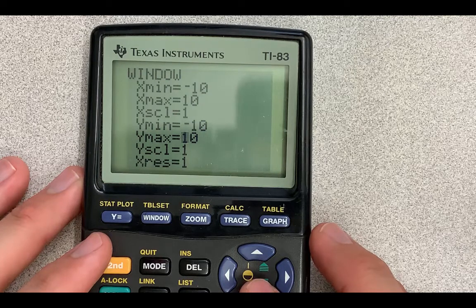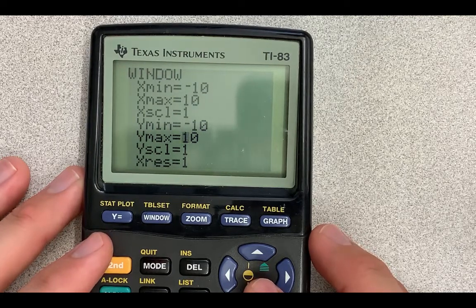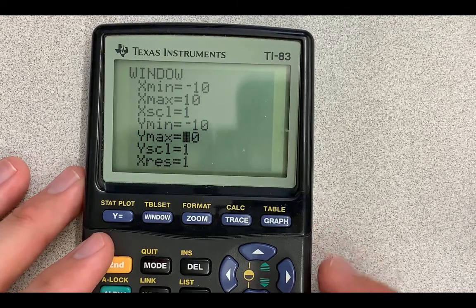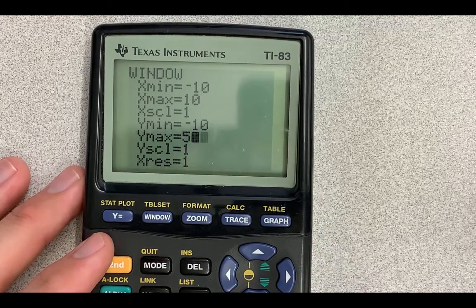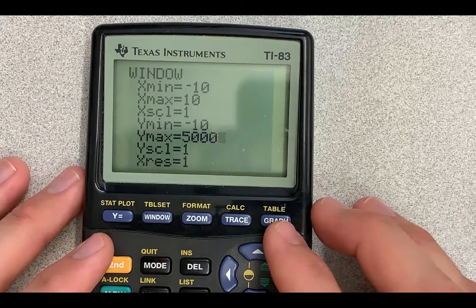Okay, so let's change the x's and y's here. Let's start with the y's. Y maximum. Well, the y-intercept on one is 500. So we need to go to at least 500, but let's go even bigger than that. Let's go, I don't know, 5,000 maybe. We should be able to at least see it there.